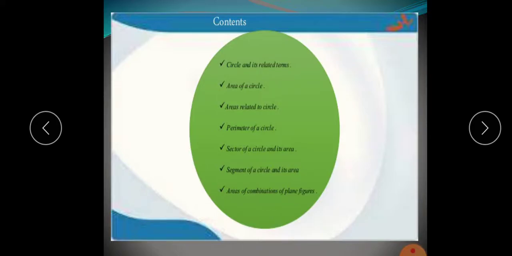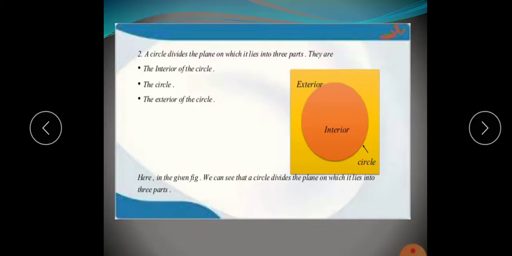In this chapter we are going to cover circles and related terms and area of a circle, areas related to a circle, perimeter of a circle, sector of a circle and its area, segment of a circle and its area, and then areas of combination of plane figures. It is very important. We are going to learn three new things in this: areas of sectors, areas of segments, and areas of combination of two figures.